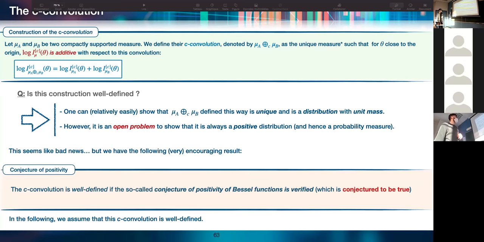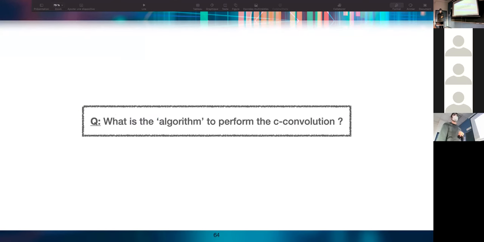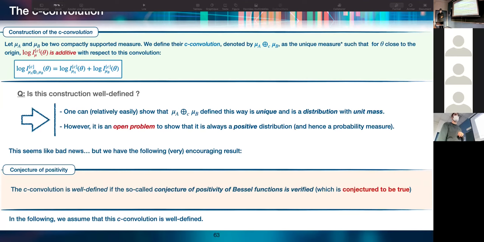So this seems to be a bit of bad news, but we have very encouraging results: if some conjecture stemming from the field of theory of symmetric functions is verified, then this c convolution is well defined, that means for any probability measures taken as input, the c convolution gives another probability measure as output. So in the following, I'm going to assume that this conjecture is verified, and so that this object is well defined. This is saying that there are no negative coefficients for Jack polynomials. Yes, exactly. For any beta, any couple of A and B, you can find a probability measure over the n-tuples, which is positive.